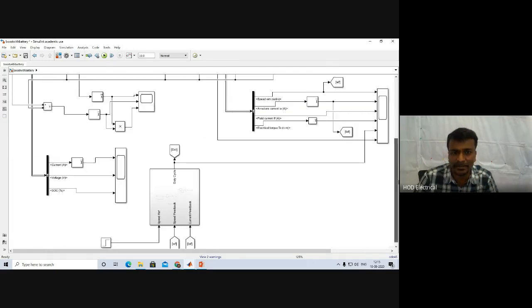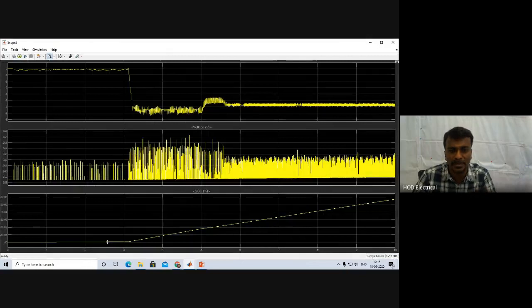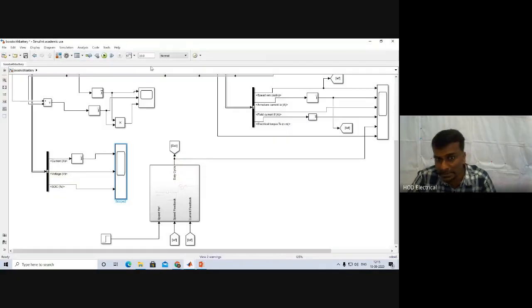Another thing, I already ran the simulation. I will show you after running the simulation. From this we can see the current, voltage, and battery current, voltage, and state of charge. So let me run the simulation now.